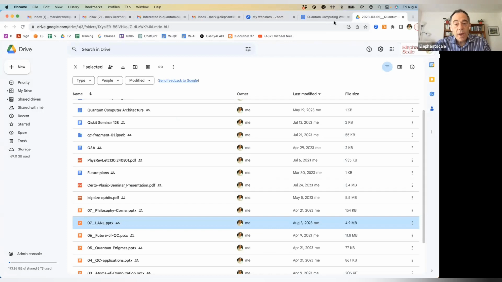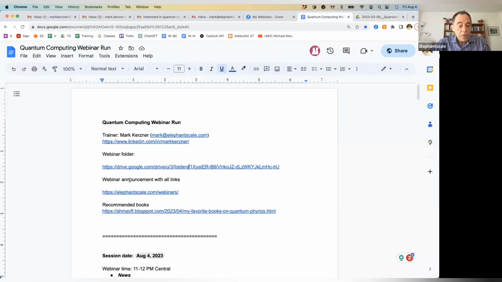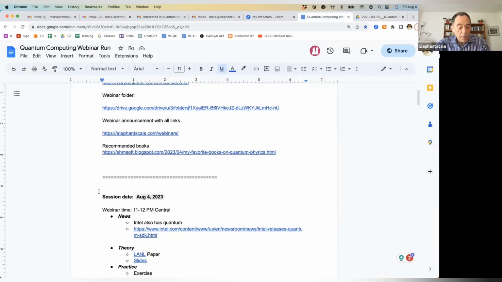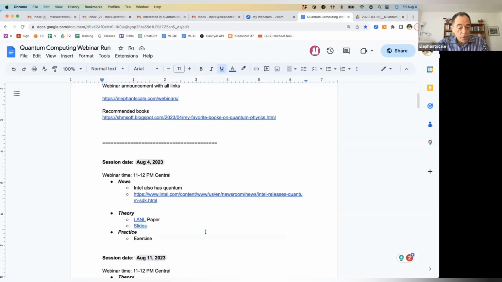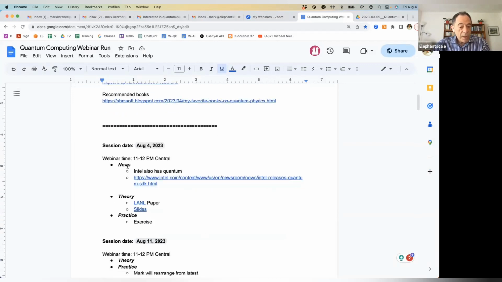So let's go back a little bit. We started right here, and I am putting now what we do at the top. And I was saying that somebody brought to my attention that Intel also has a quantum program. And the reason that is very interesting is because they make it. Other people might be interested in how do I use it. They are interested in how do you make it.